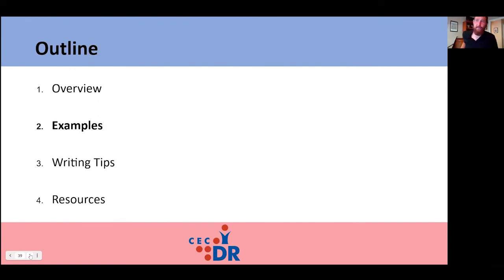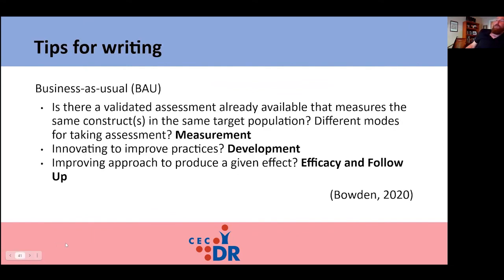So we've gone over some examples, and now we'll go over some writing tips. So a really important thing is business as usual, or BAU. Depending on the type of IES project you're proposing, business as usual will look a little different. So for measurement, is there a validated assessment that already gives you information on that population? That would be a different approach.